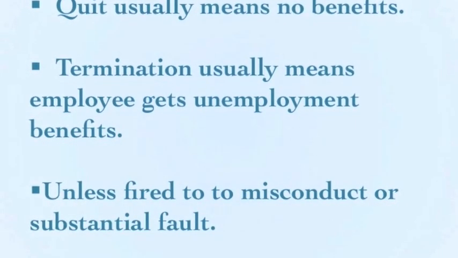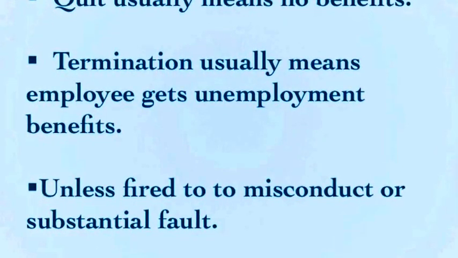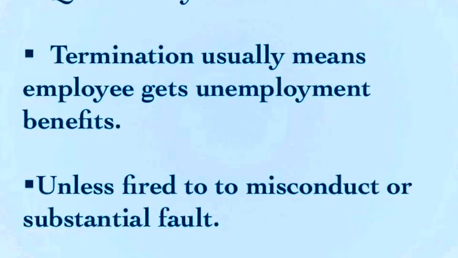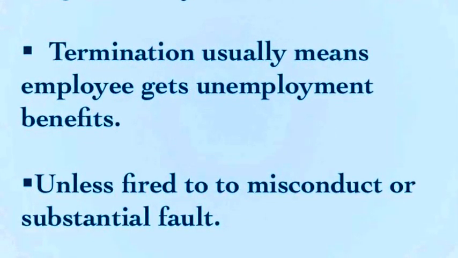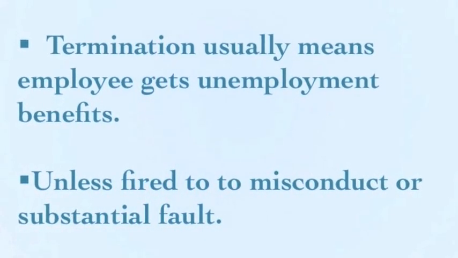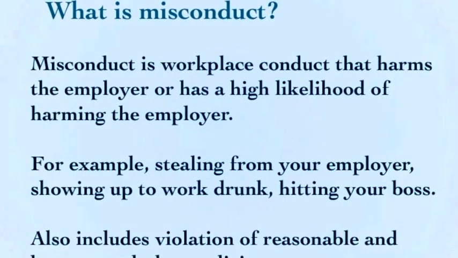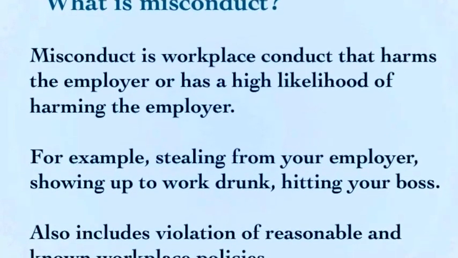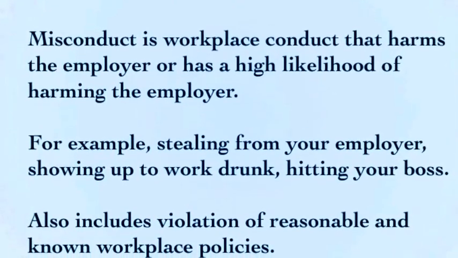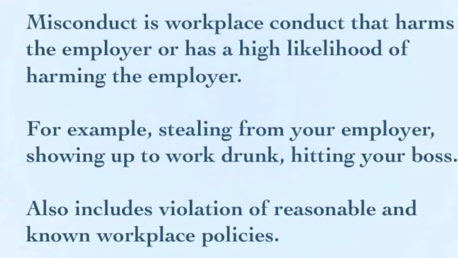Now, let's take a situation where an employee is terminated. The general rule for a termination is if you're fired, you're going to get your unemployment benefits unless the employer offers evidence that you have engaged in misconduct or in substantial fault. Now, what is misconduct? Misconduct is conduct for which a reasonable employee should know that they would be terminated. And I like to think of those in two concepts. One would be what I think of as legal misconduct, and the other is rule-based misconduct.